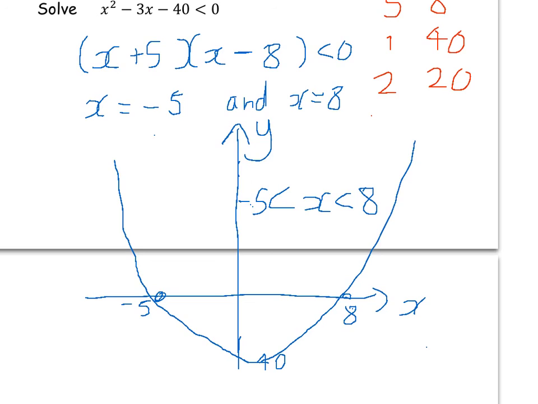So when you've got a quadratic inequality, it's a very good idea to quickly sketch your graph so you can see which section of the graph works. Because we're looking for less than 0, which is this part. If we were asked for more than 0, we'd be looking at this section here, which means we'd have a different inequality. We'd have numbers less than -5 and greater than 8.